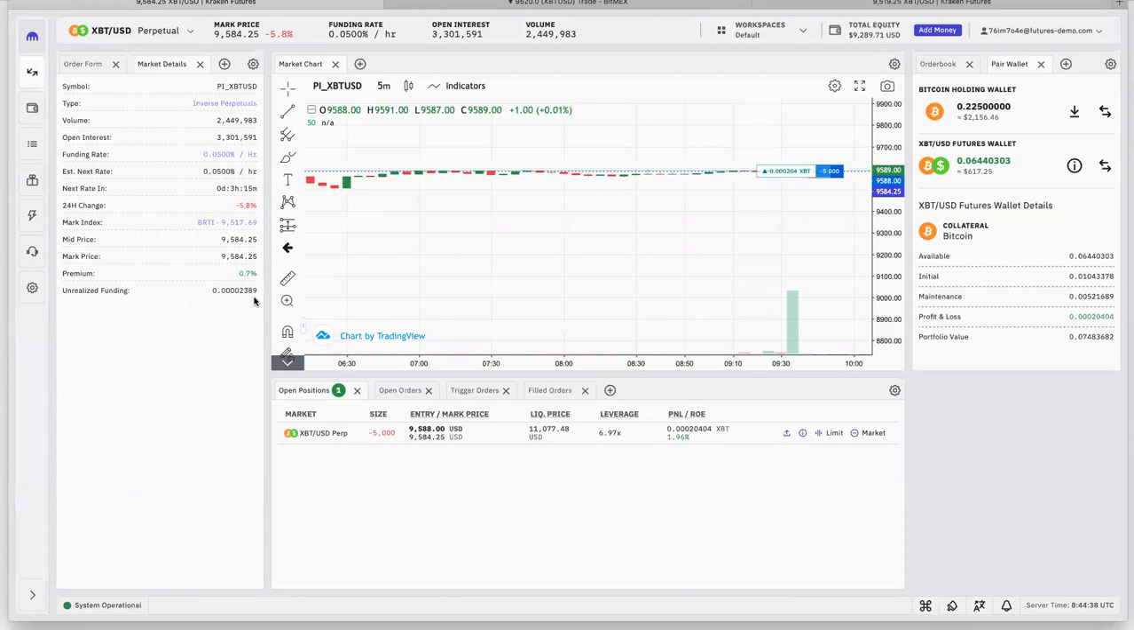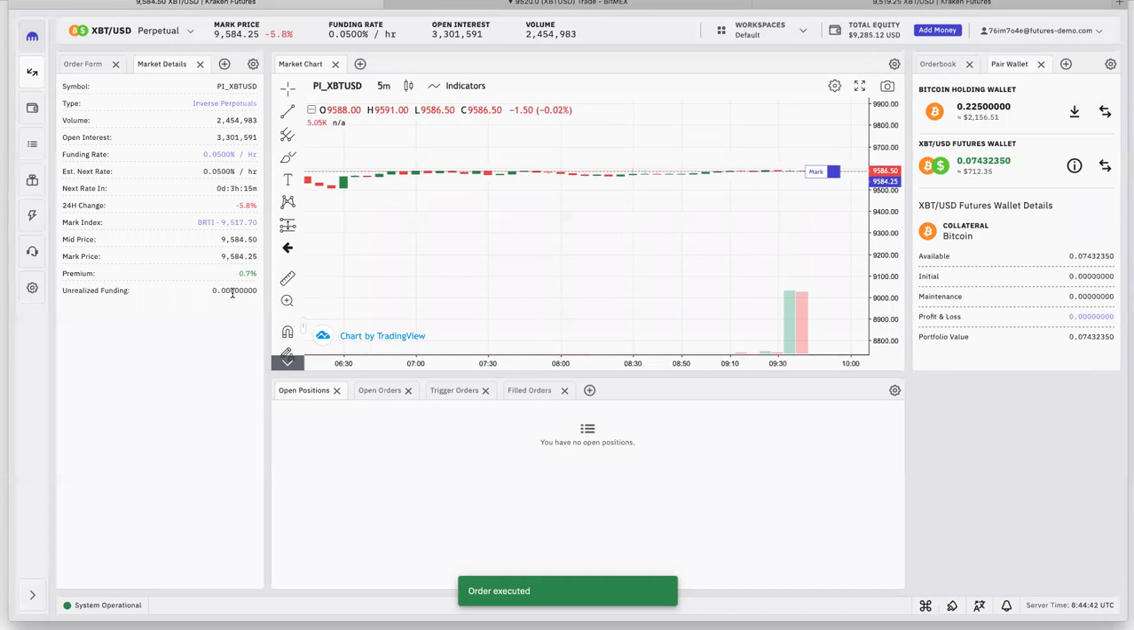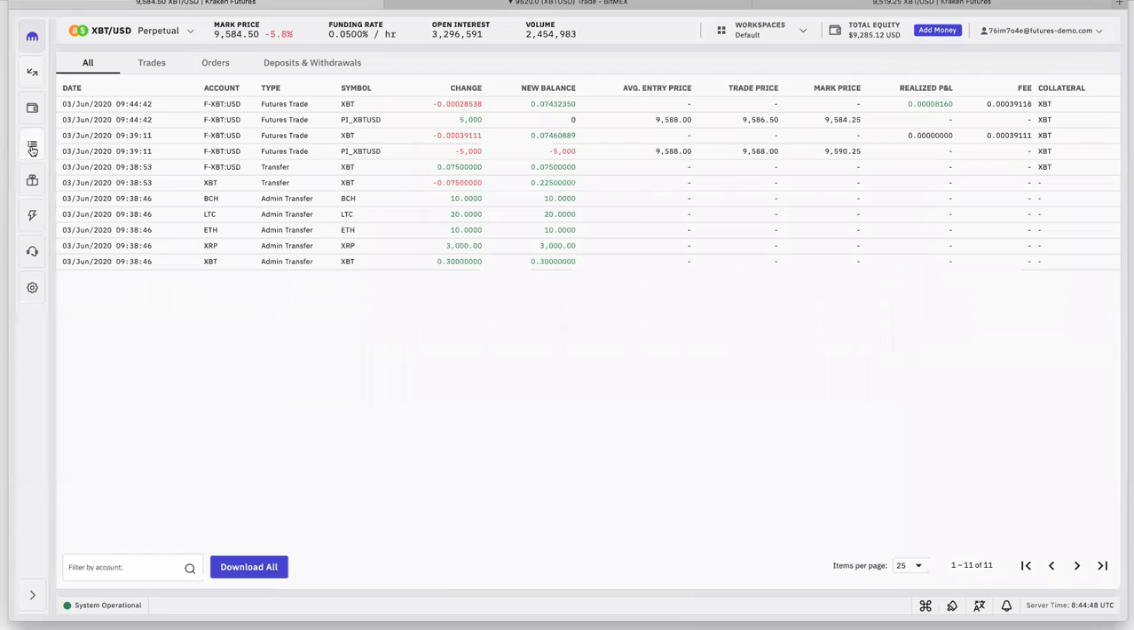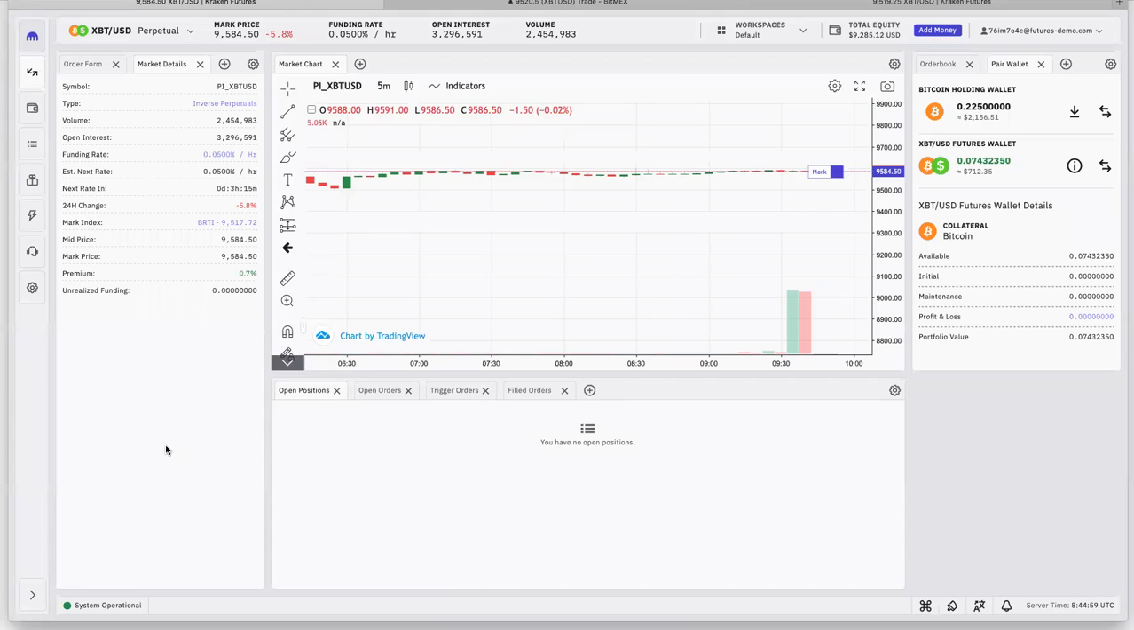And now if you close that position, the funding that had been accrued as unrealized funding over that period is now realized. You can't actually see it on the UI. You can see it on the CSV when you download it. But you can see now that there's no more funding rate being paid, but there was throughout that period that Kevin had that position open.